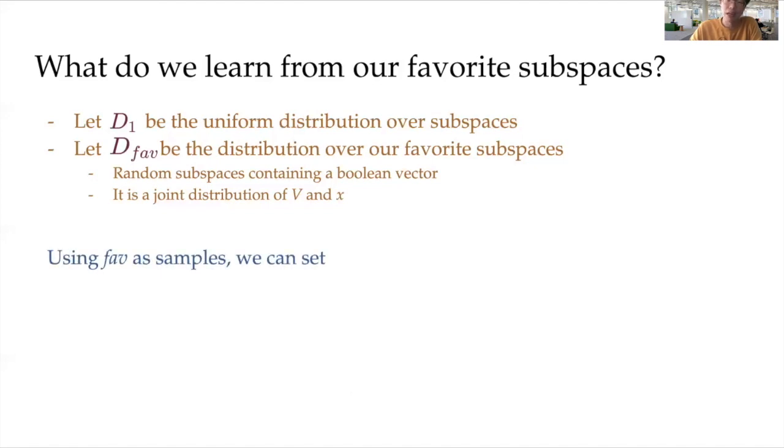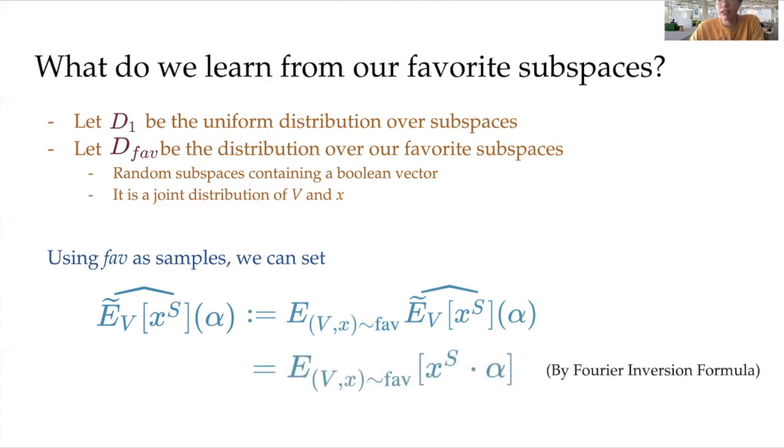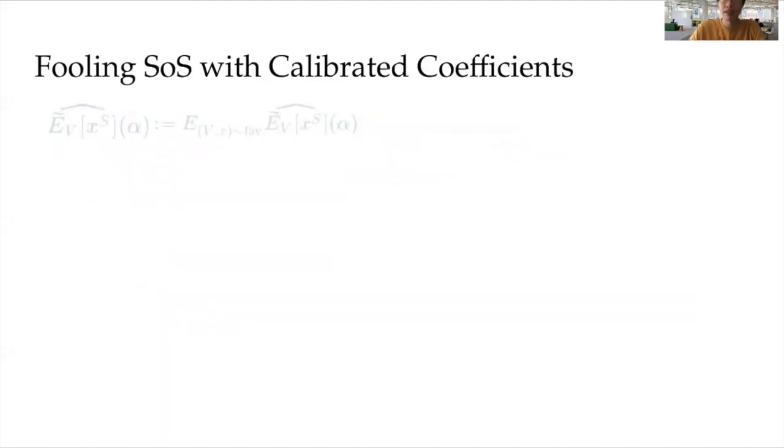And pseudo calibration says, okay, you can learn the construction for pseudo expectation by taking samples from your favorite distribution in the following way. Let's fix a Fourier character alpha. You can set the Fourier coefficient of alpha to be the Fourier coefficient of alpha in the favorite distribution you like. And this is now just something you can explicitly compute using the Fourier inversion formula. So now this is just some real number that we have control of. Okay, why do we want to set our Fourier coefficient that way?